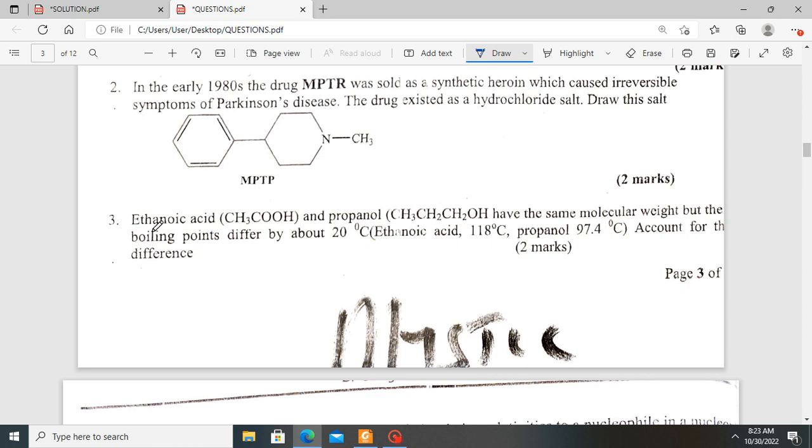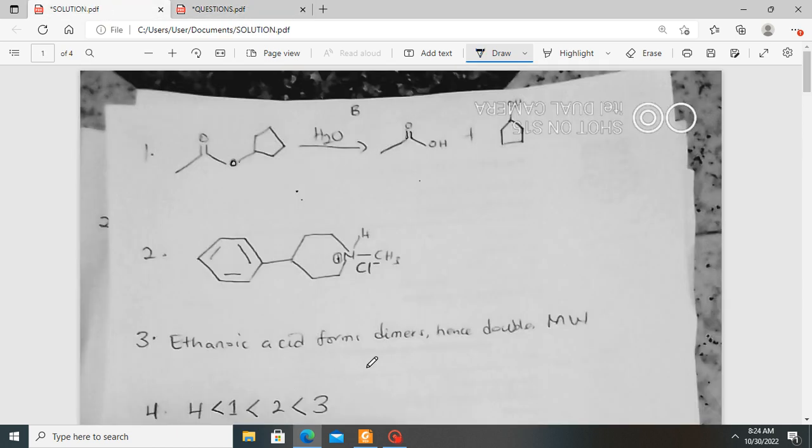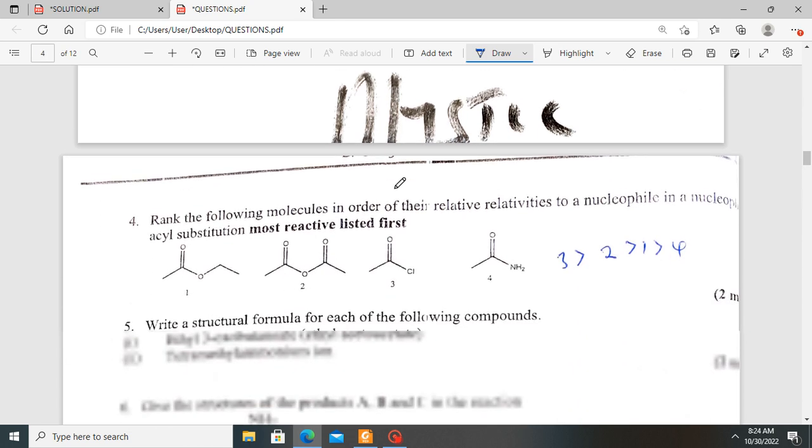So ethanoic acid in the vapor state will have a doubled molecular weight compared to propanol. Therefore, the ethanoic acid will form a dimer in the vapor state and will have a doubled molecular weight. That accounts for the difference in boiling point between ethanoic acid and propanol, although they have the same or similar molecular weight.